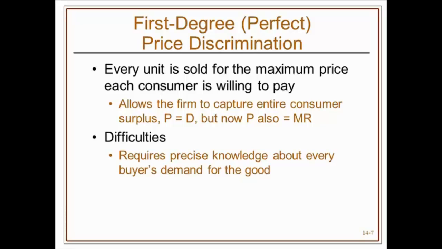So it requires a lot of information on the part of the seller. The seller needs to know a lot about the customer. And I suppose if there are any car salesmen in the audience, you might know some of the tricks, the questions that they ask you to try to get a sense of that. But it's very difficult. It's very demanding, no pun intended, on the part of the seller to get this sort of information to make first degree price discrimination actually work.